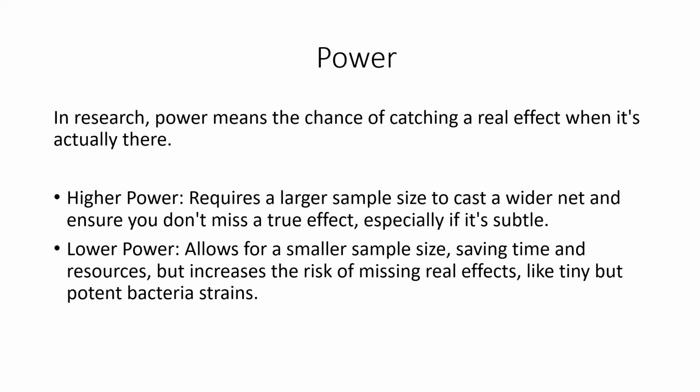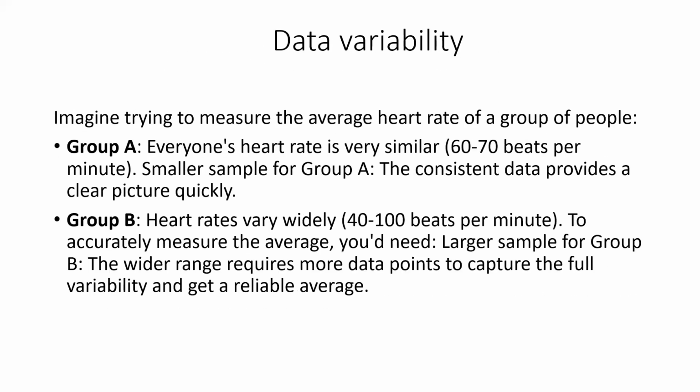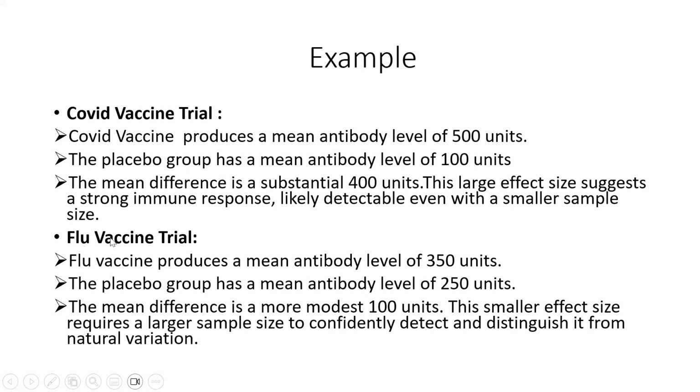For example, we have seen one example, right? Flu vaccine trial. Here the effect size is just 100, right? The effect size is very small here. So in this kind of scenario, we need to have a high power. If you have less power, then our statistical method won't identify the difference between the two groups. But if you have high power, even if there is a minute difference, it will be able to identify the difference between groups.